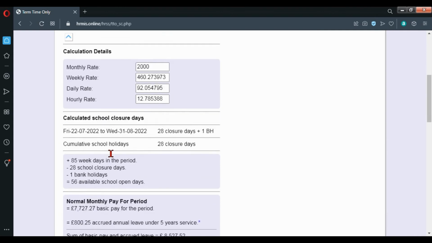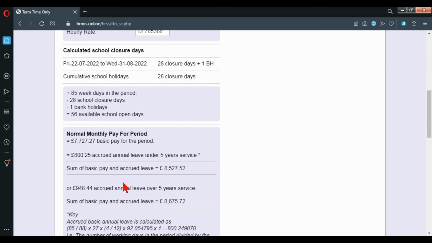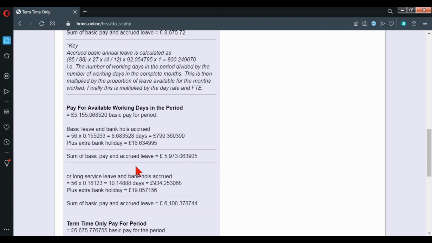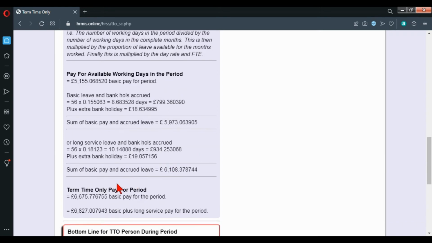The school was only open for 56 days during the period. To summarise, it is because, for example, in respect of someone without long service leave, the sum of basic pay and accrued leave for working the school days should have been around £5,973 odd. But the term time only person received £6,675 plus for the period.